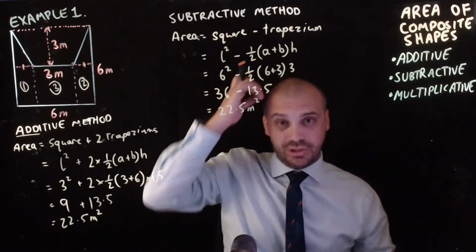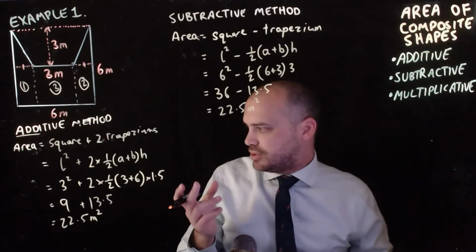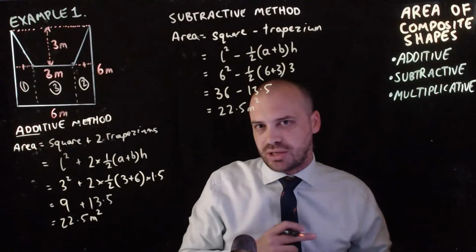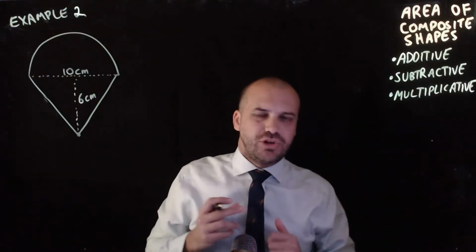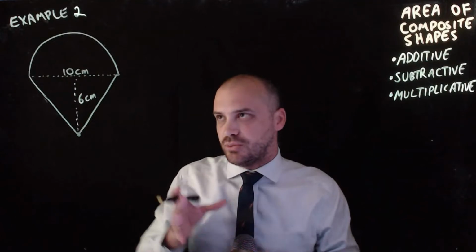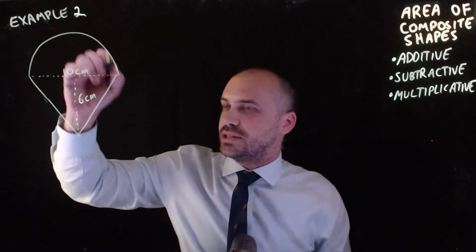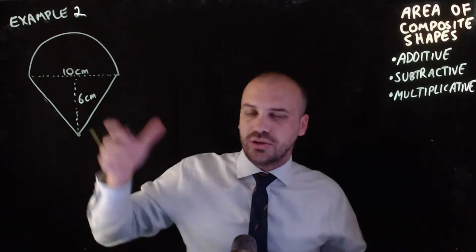Now, why would we learn both of these methods? Because depending on the question, sometimes the additive method is better, sometimes the subtractive method is better. So in this example, I can't see a way to use the subtractive method, but it's very easy to see a way to use the additive method. I've got a triangle, I've got a semicircle. If I find the area of both of those and add them together, I'll have the area of the whole shape.